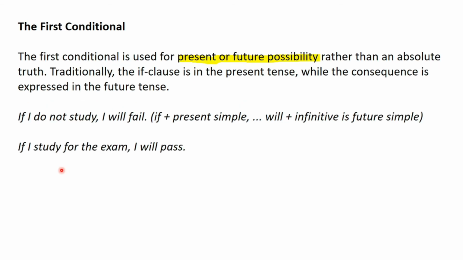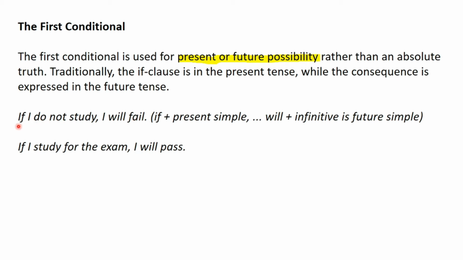Then we have the first conditional. This is used for expressing a present or future possibility rather than an absolute truth. Like in the previous example, I said if you heat ice, it melts. That was a scientific truth. However, in the case of the first conditional, we have a present or future possibility. This is something which is highly probable, highly possible, and if the condition in the if clause is met, the consequence will definitely take place.